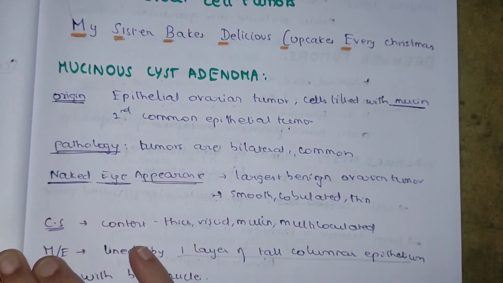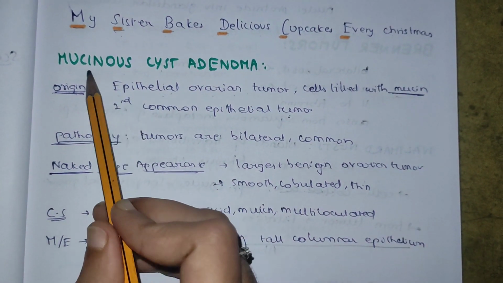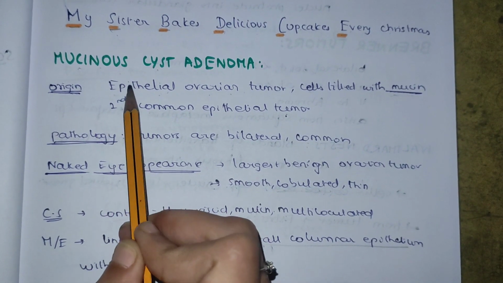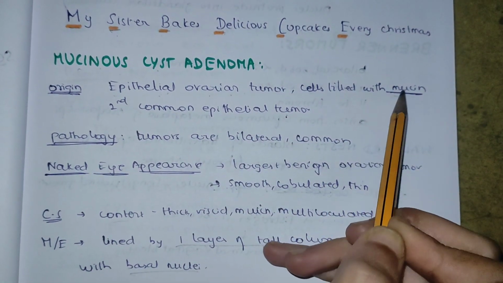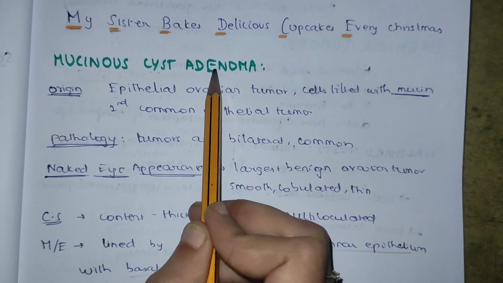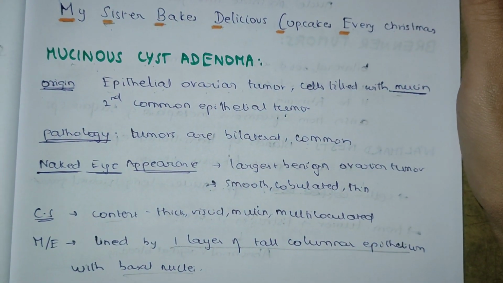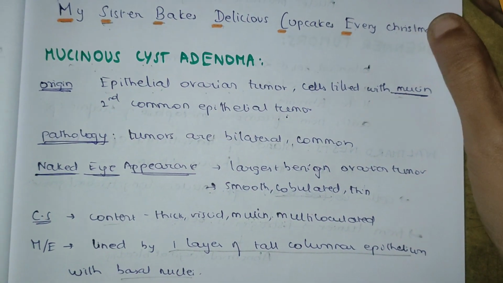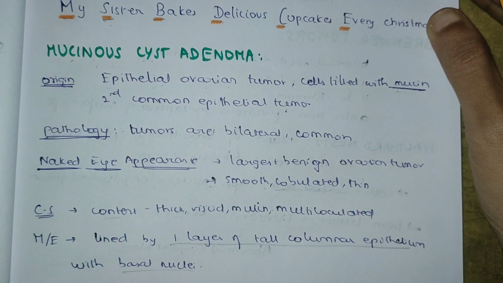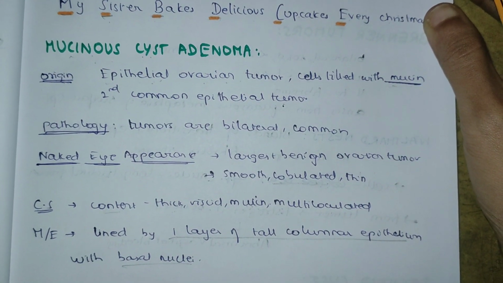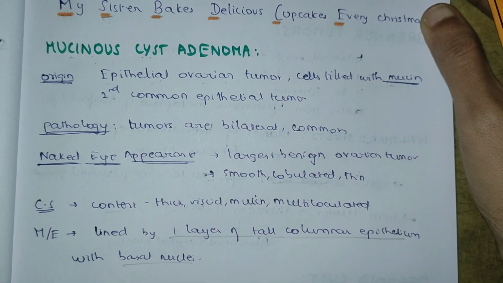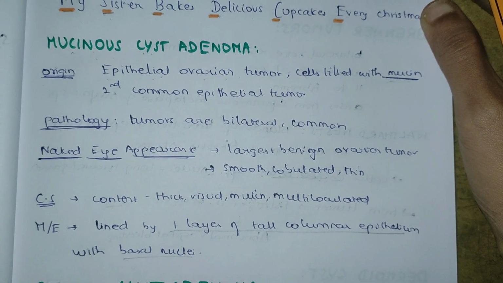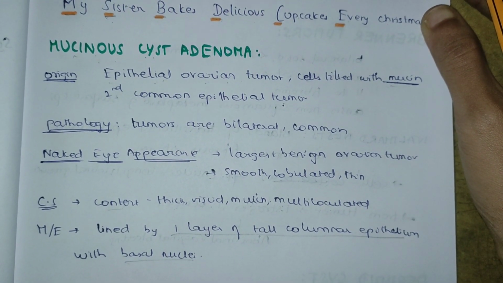So first one is the mucinous cystadenoma. This is an epithelial ovarian tumor, and the cells in this ovarian tumor are filled with mucin. So it is named as mucinous cystadenoma, and this is the second most common epithelial tumor. In naked eye appearance, it is the largest benign ovarian tumor. It is smooth and lobulated. Cross-sectional appearance contains thick viscid mucin, and it is multiloculated.